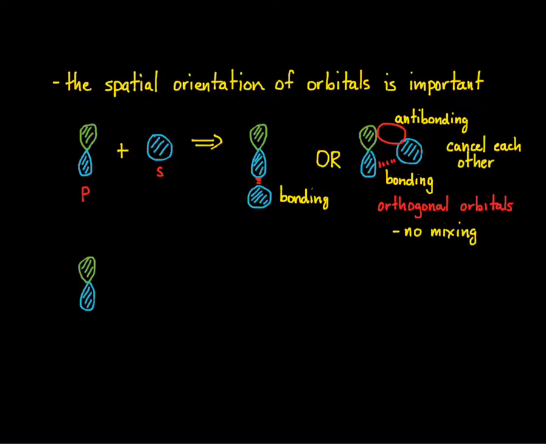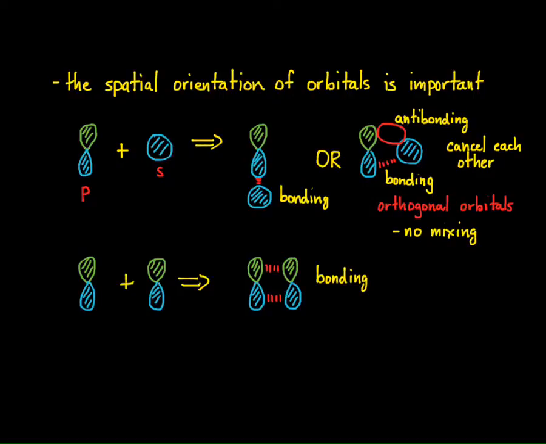Now, we can also mix a p orbital with another p orbital, right? And when we do so, we can have a very good, strong interaction between the two p orbitals in which the signs are aligned with one another, right? So the blue and the blue can come together, and the green can come together. And so this is a good, strong bonding orbital, and we actually call this a pi bond. That's exactly how two p orbitals come together.